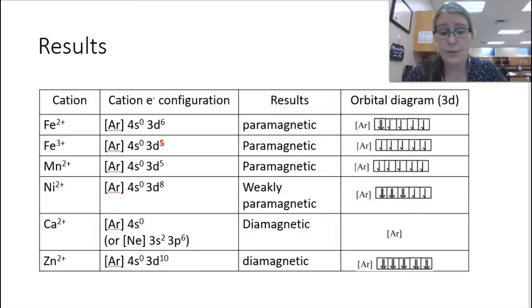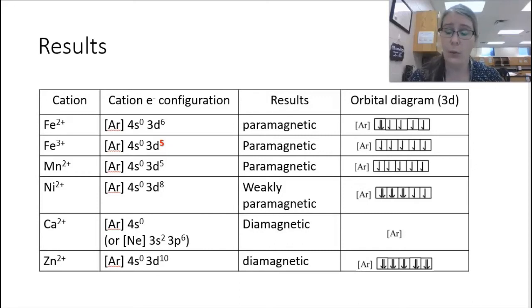So here are our results for our test salts. We found both of the iron and the manganese salts were strongly paramagnetic, that the nickel salt was paramagnetic, but maybe only weakly. It wasn't as strong of an effect as we saw before. And both the calcium and the zinc were diamagnetic. They did not appear to be attracted to the magnet.